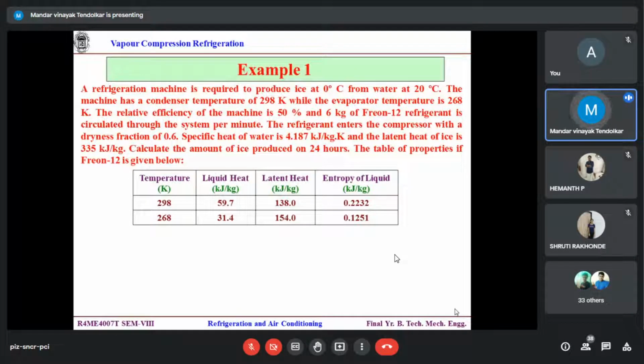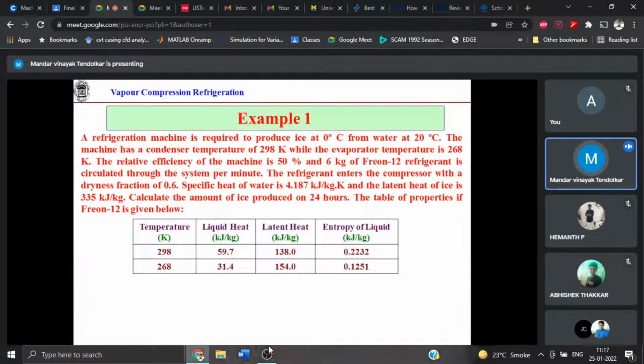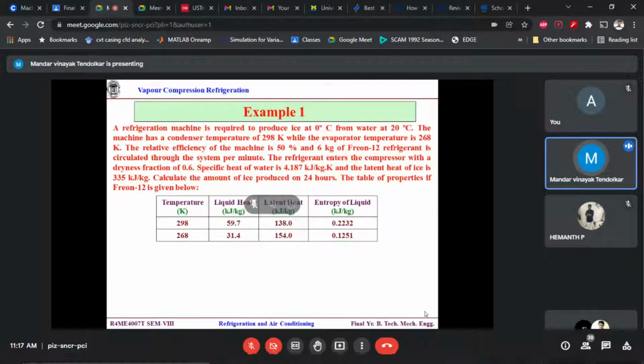The refrigerant enters the compressor with a dryness fraction of 0.6. So this is a wet compression. Specific heat of water is a standard value. Latent heat of ice is also a standard value. Calculate the amount of ice produced in 24 hours. So this is basically the TR capacity asked.